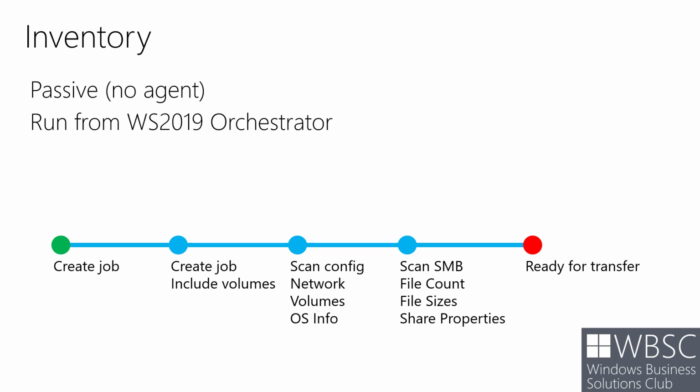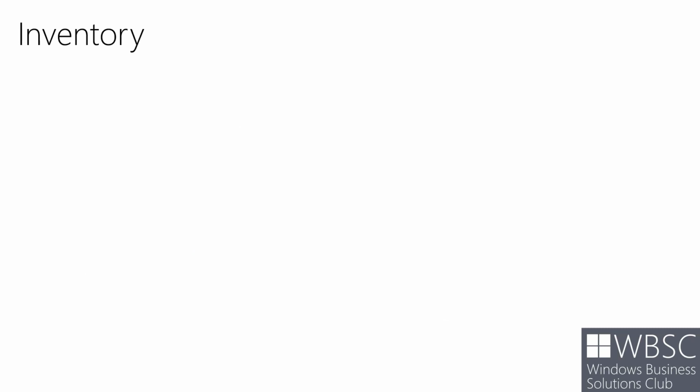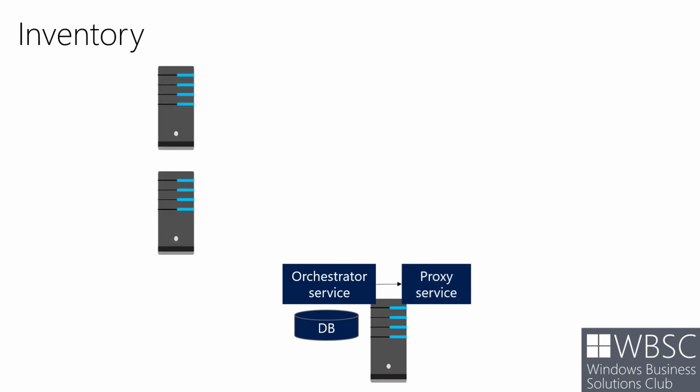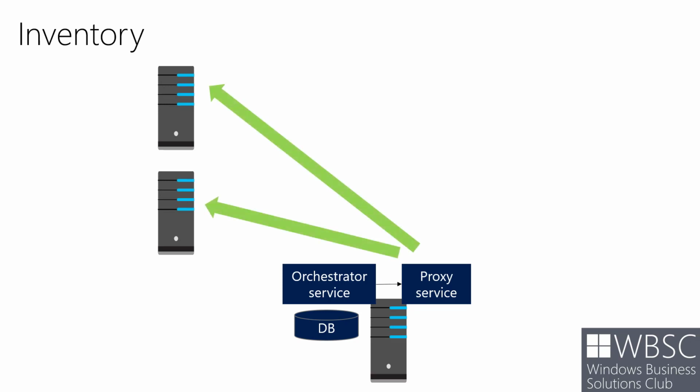In the inventory step, our Storage Migration Service server with the proxy service is responsible for gathering all the information from the previous servers. This can be one server, this can be several servers. So we can do the inventory on several source servers within one job. And for sure, we can create several jobs to run it on several servers. So we can scale it from one source to a lot of source servers with the Storage Migration Service.